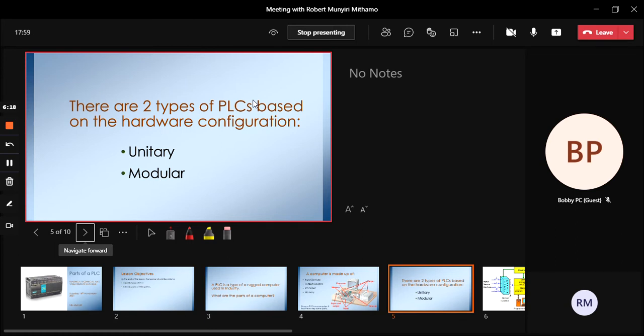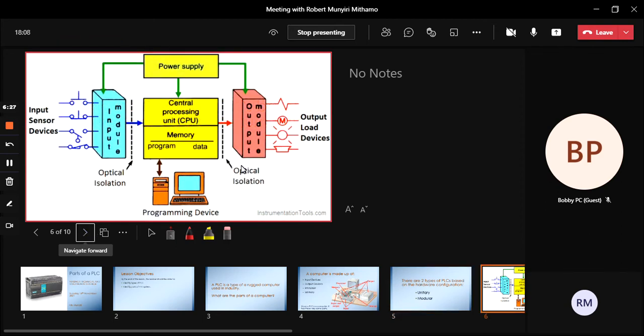Modular PLC essentially means that I'll bring my input devices, I'll bring my output devices, I'll bring the memory that I need, and I'll bring the PLC, and I'll connect all of them together. You know, I'll build my PLC.